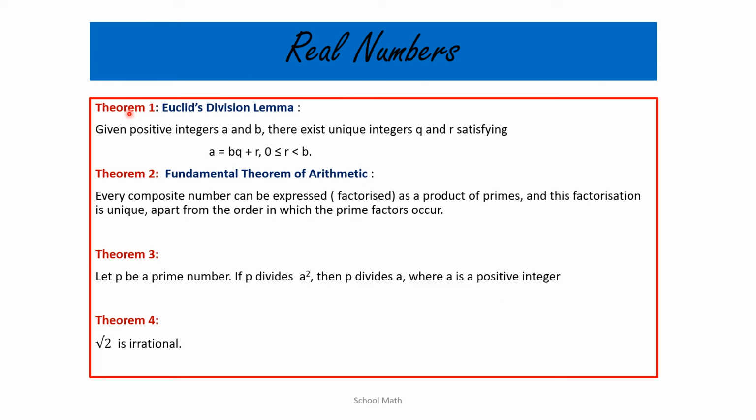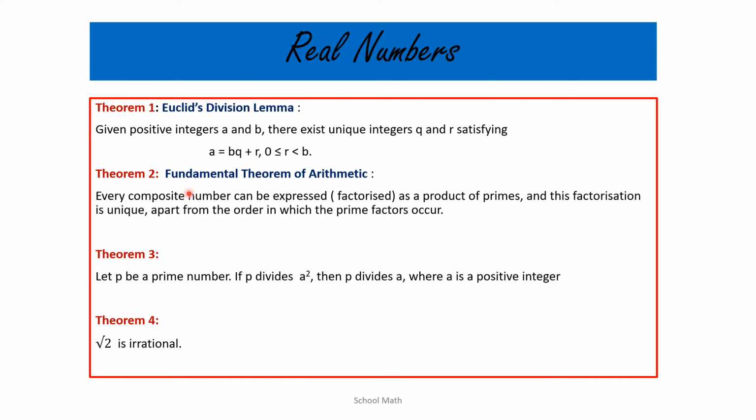Real numbers, Theorem 1, Euclid's division lemma. Given any positive integers a and b, it can be represented in the form a equal to bq plus r, where q and r are unique integers and r is between 0 and b.